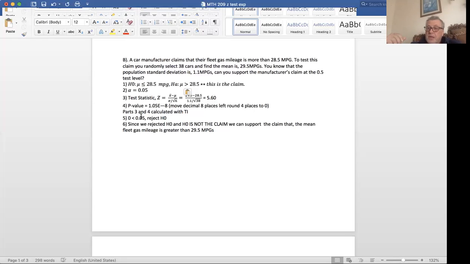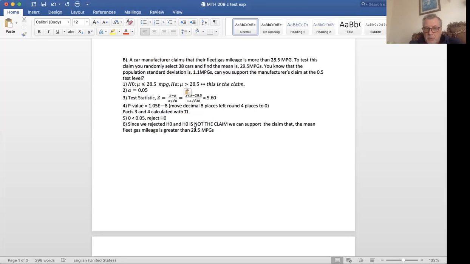When the p-value is less than the level of significance, we reject H0. Since we rejected H0, and H0 is not the claim, we can support the claim, which is the other one, HA, that the mean fleet mileage is greater than 28.5.